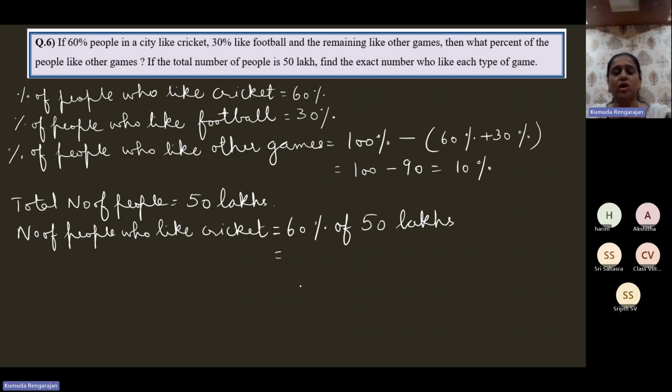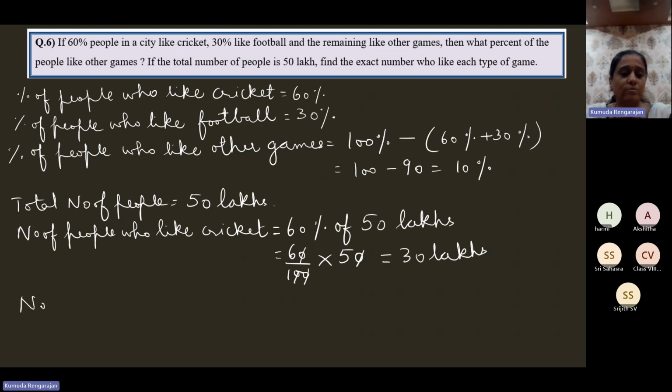So percentage is always applied on the total. So 60% of 50 lakhs. 60% means 60 by 100, of means into 50 lakhs. Don't add the zeros, just use 50, cancel the zeros. So you get 6 by the 30, but don't write 30. 30 lakhs.